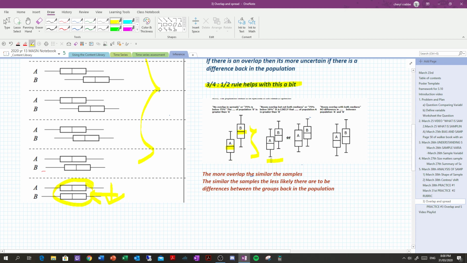Now we start to get where we have some overlap. So it becomes less clear, and you should be able to identify how much overlap there is between these groups when you talk about them.